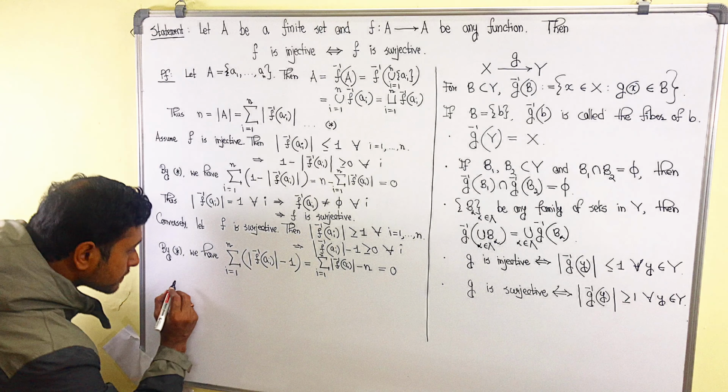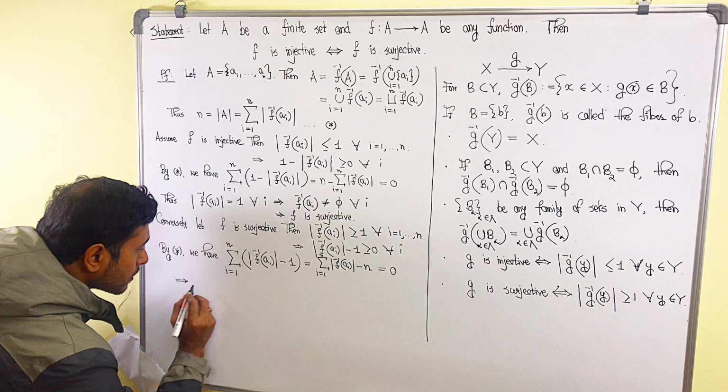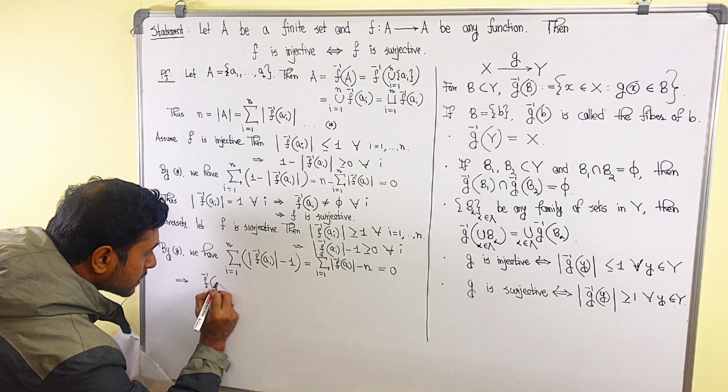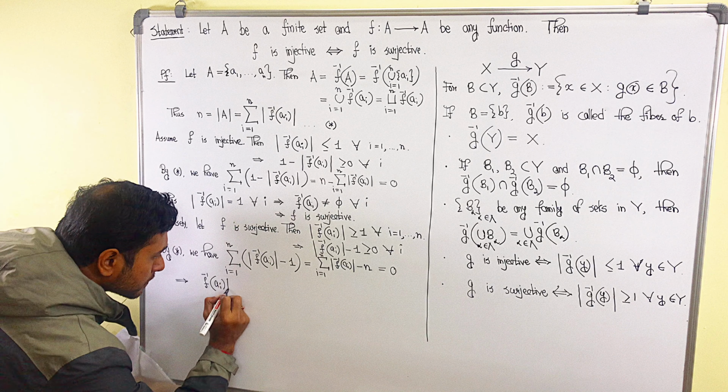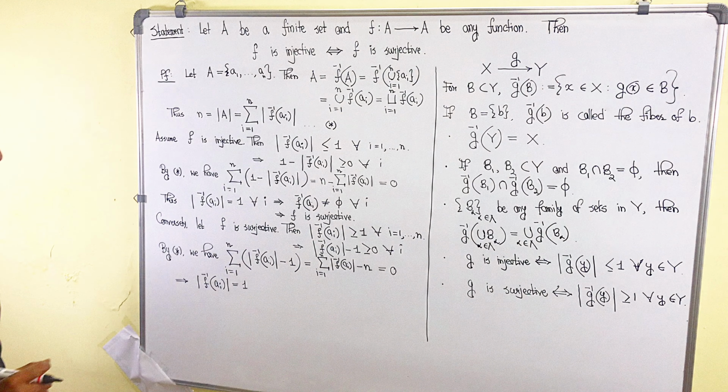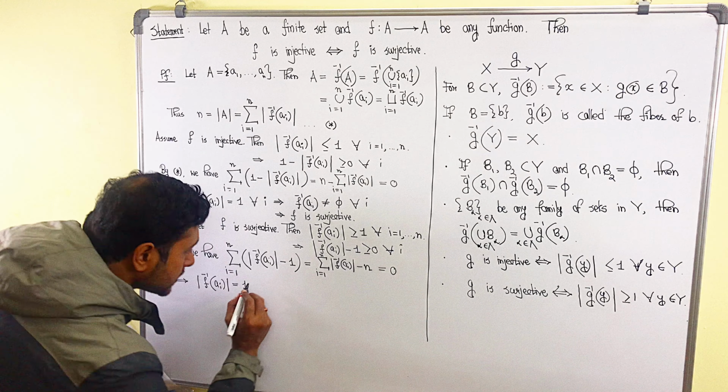So this would mean the cardinality of f inverse of a_i equals 1. That means no 2 points map to the same element, and that's your injective. So that means f is injective.